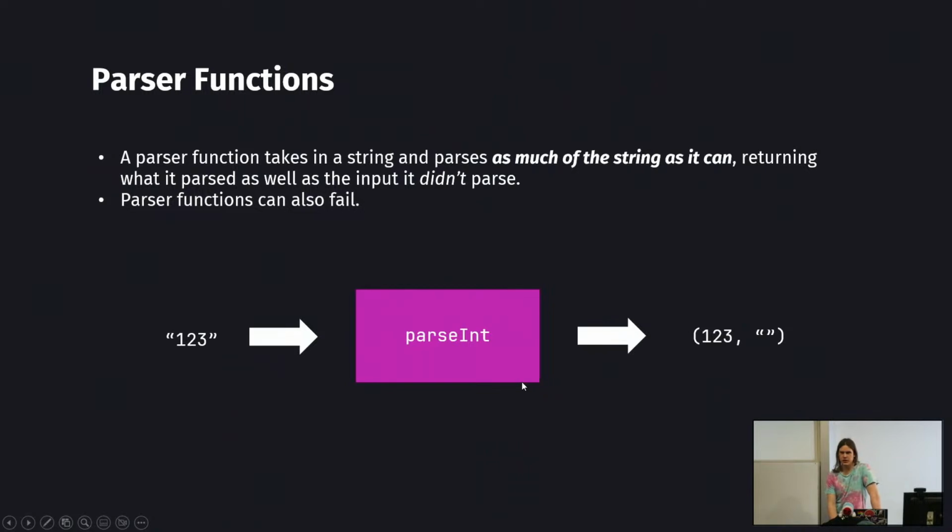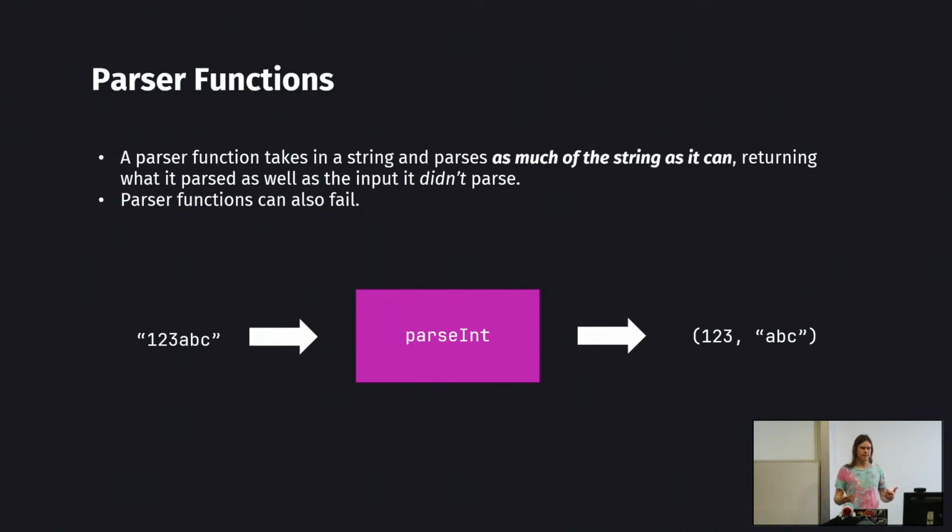That's as much of the string as it can. And then it returns everything that it didn't parse. In this case, it parsed everything, so it just returns us the empty string to indicate end of file. If we give it 1, 2, 3, ABC, then it's not going to fail. It's just going to parse 1, 2, 3 and return ABC. Because, once again, as much of the string as it can.